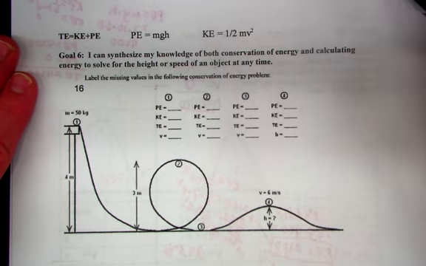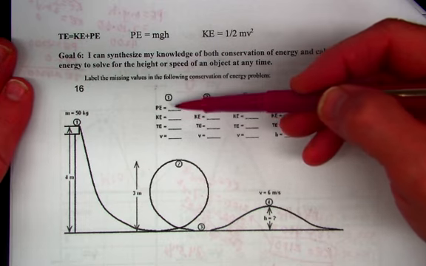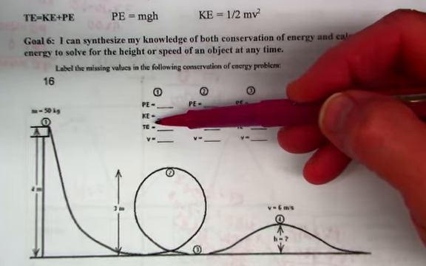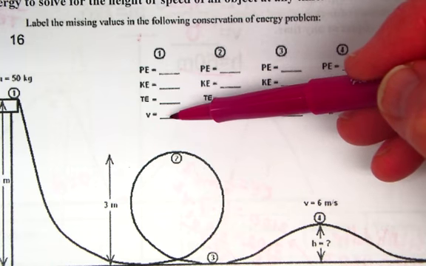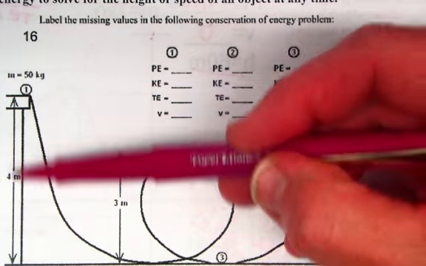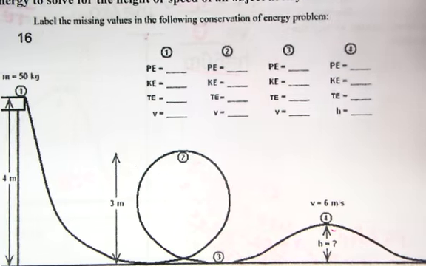So to figure this out, notice how this is arranged. You've got your potential, kinetic, and total energies listed in a row, and then we've got you solving for velocity. In this case, we're giving you heights for each of the locations of the roller coaster.